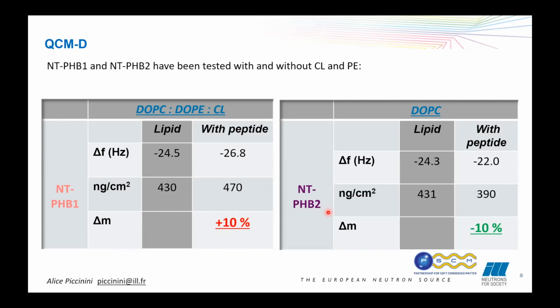With prohibitin 2, the terminal helix, I performed the experiment as well, with and without cardiolipin and PE. And as you can see, we have a decrease of mass of 10% after the addition of the peptide. So we think that is due to the peptide being able to remove lipid from the bilayer.